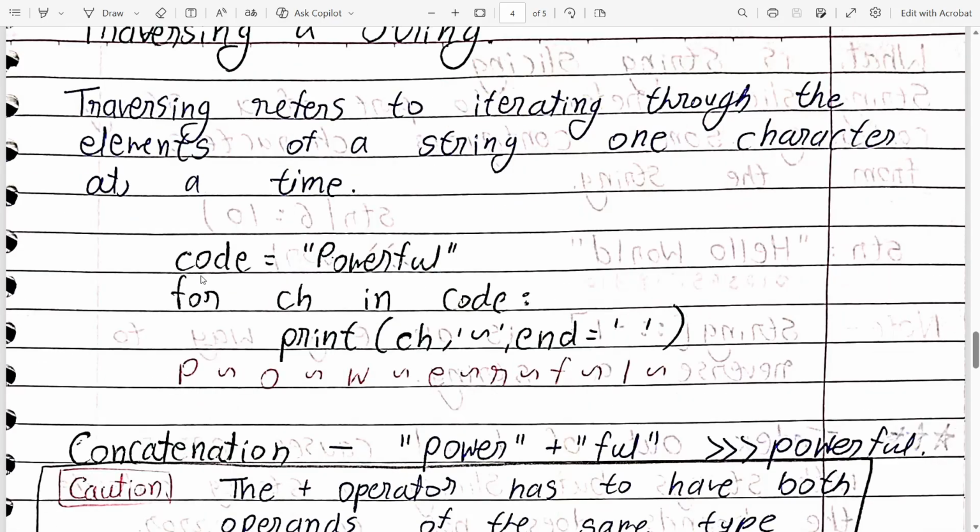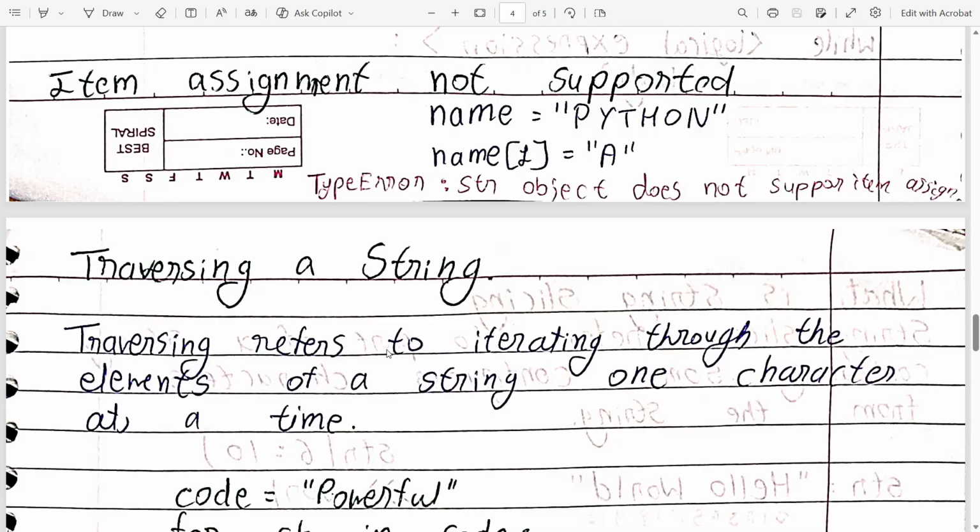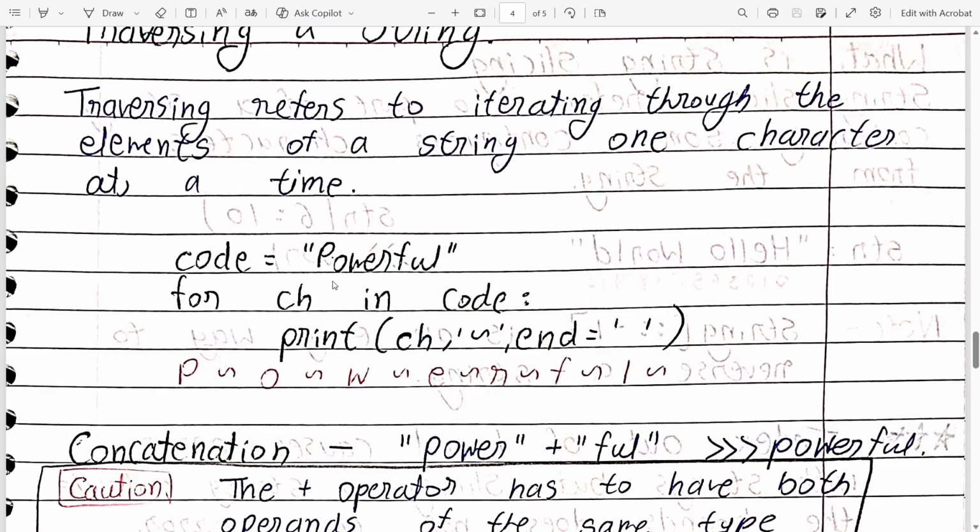Now, traversing a string. Traversing refers to iterating through the elements of a string one character at a time. Let us study the traversing of a string. For example, we are using here a string named code and it stores powerful. For ch, meaning character, in code, print ch, and this special argument end with space means it will not print on the next line. It will use the same line and print all of this. So this will be the output.